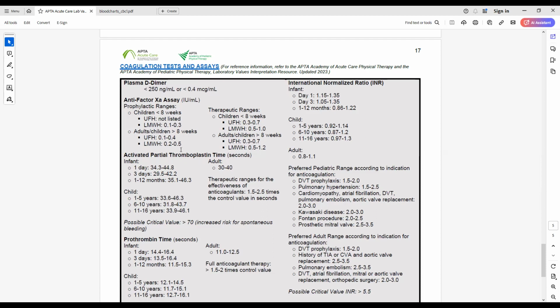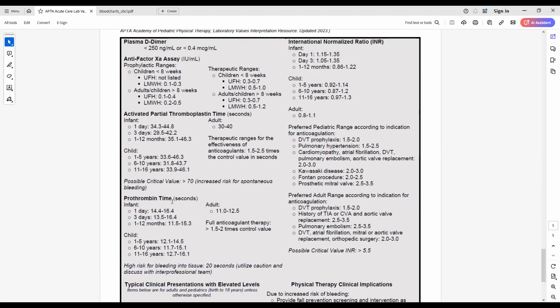And the aPTT, they use it as a monitor for the intrinsic factors in the coagulation cascade. Like I said, this is the long pathway: factor 12, factor 11, factor 9, factor 8, and so on. And prothrombin time is used for monitoring of the extrinsic pathway of the coagulation cascade, which is the shorter one, like factor 7, factor 5, and factor 2.